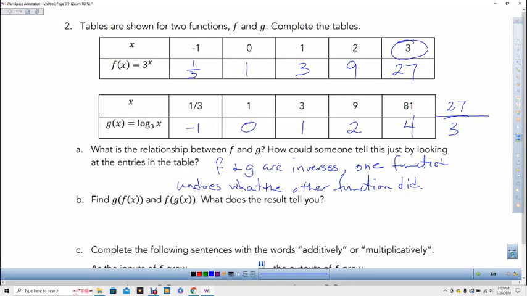All right, so find g of f of x and f of g of x. What does the result tell you? So first, let's find g of f of x. So that's going to be the log base 3 of x. But then I'm going to put the f of x in place of the x in the original function, 3 to the x power. So now, what do we know and what do we find? Well, we're saying 3 to what power is going to give us the value of 3 to the x. So that's going to be x.